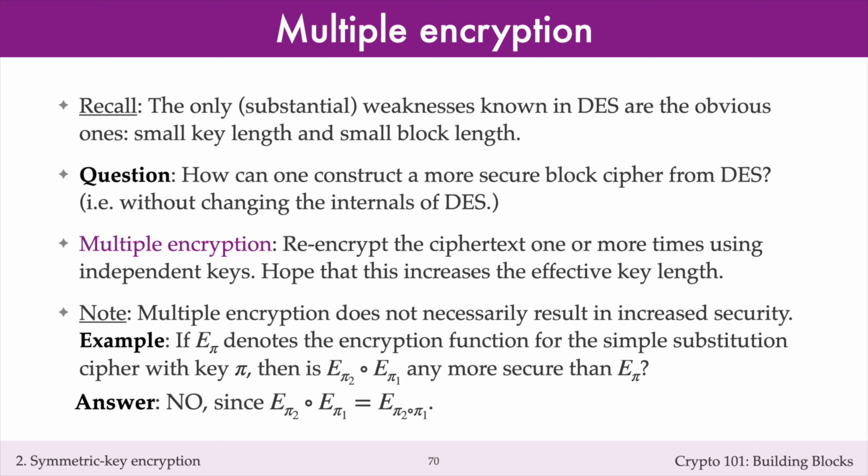This is because e_pi1 composed with e_pi2 is the same as e with respect to the permutation pi1 composed with pi2. In other words, applying the simple substitution cipher with permutation pi1, followed by a second application of the cipher with permutation pi2, is the same as applying the simple substitution cipher once with permutation pi1 composed with pi2. Hence, double encryption in the case of the simple substitution cipher provides exactly the same security as a single application of the simple substitution cipher.